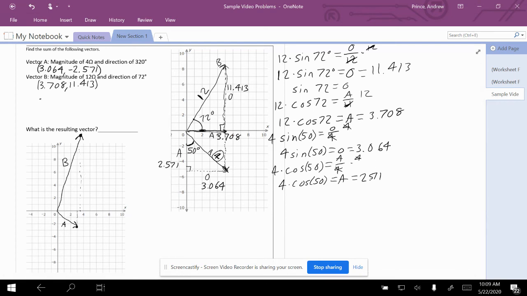So if we add those points together, we have 3.064 plus 3.708, and that gives me positive 6.772. For my y value, I have negative 2.571 plus 11.413. So let's see what that gives me.